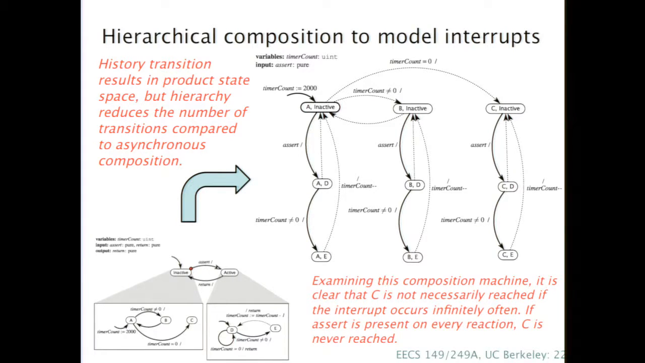one reaction. Yes, but you have to reach state C in the inactive state, right? And this is a preemptive transition, okay? So if you transition from active to inactive, and then in the next reaction assert is true, this machine will not be allowed to react because it's a preemptive transition. Okay, so as a consequence, I will never get to C.